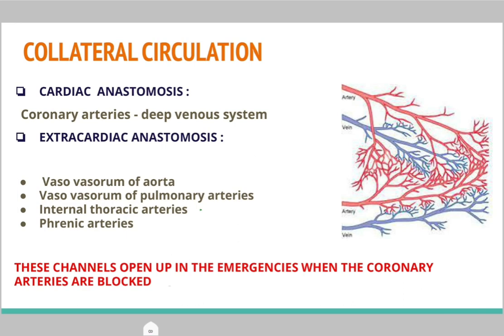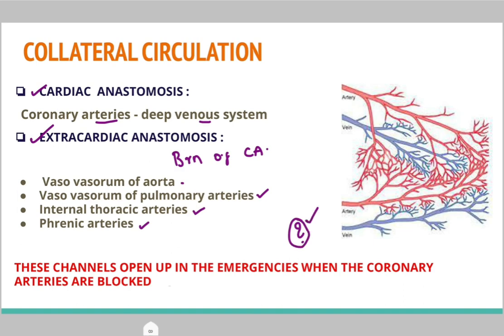And the next one is collateral circulation. Collateral circulation is nothing but anastomosis. So it has the cardiac anastomosis and extracardiac anastomosis. The cardiac anastomosis takes place between the branches of the coronary arteries and the deep venous system. And the extracardiac anastomosis takes place between the branches of coronary artery with the vasa vasorum of aorta, vasa vasorum of pulmonary arteries, internal thoracic artery, and with the phrenic arteries.